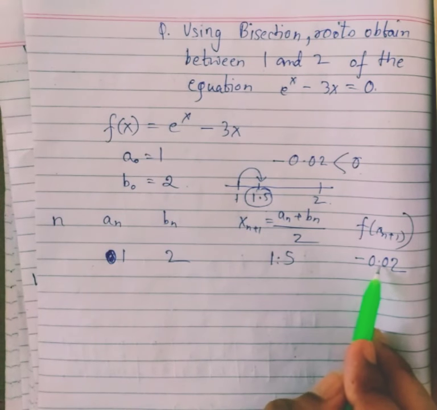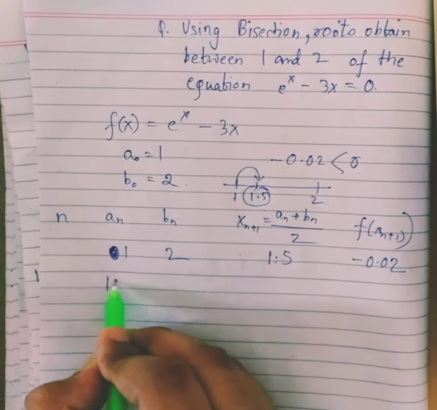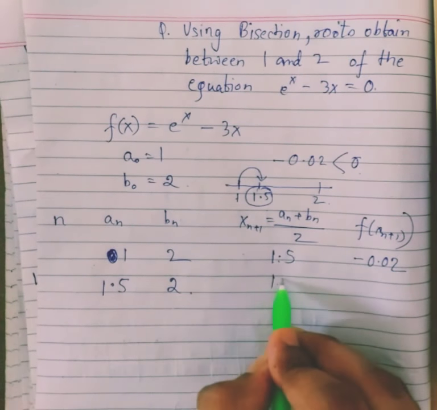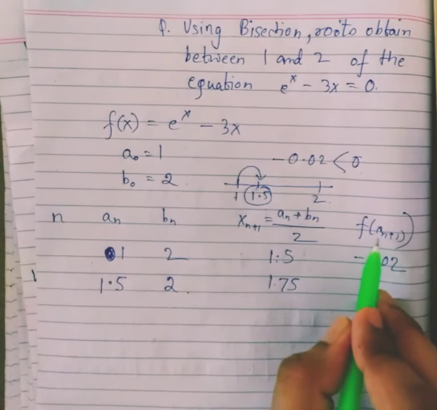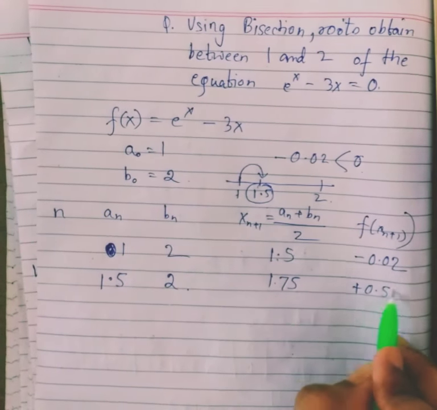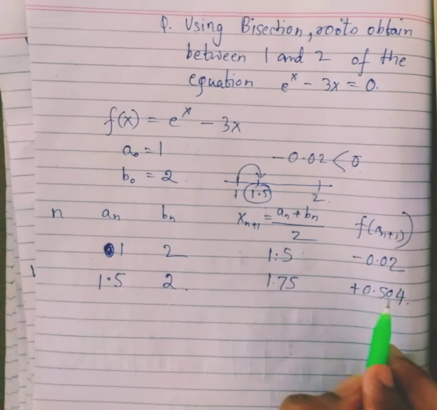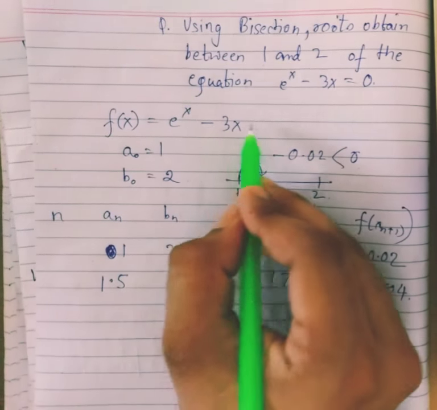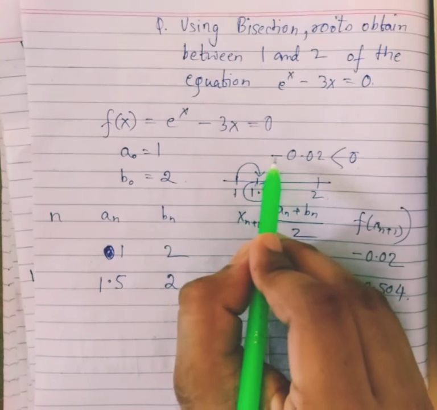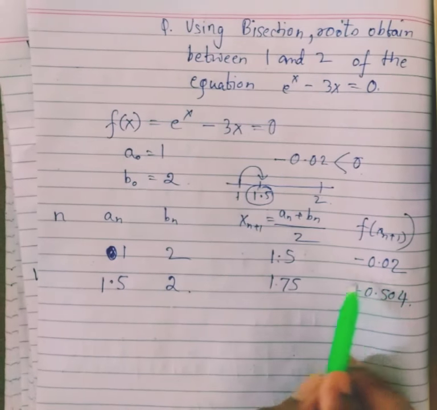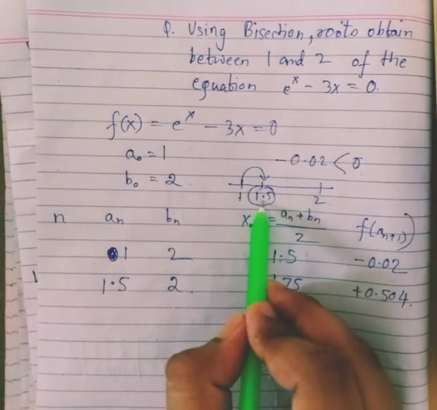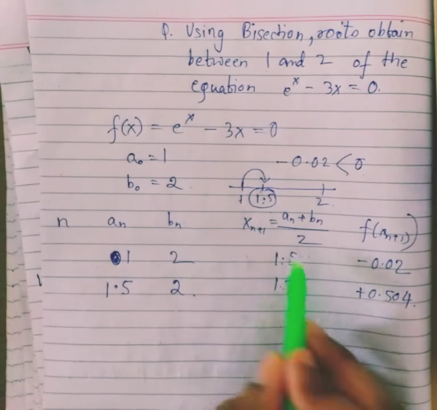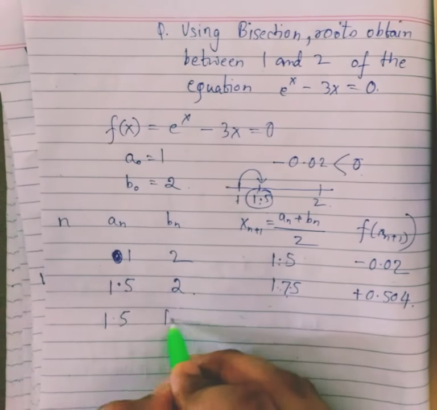So again we continue. Now our lower limit is 1.5, and the upper limit is still 2, so 1.5 plus 2 by 2, which is equal to 1.75. f of 1.75 is equal to plus 0.504. Now since it's positive, the root should be between 1.5 and 1.75, because the value is 0 at the root, so the root must be between some negative and positive value. It was negative here and it is positive here, so the root must be between them, that is 1.5 and 1.75.